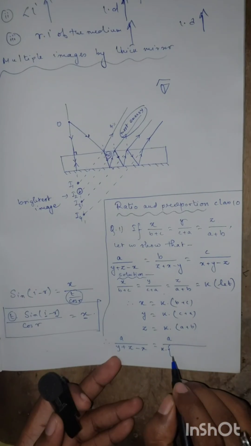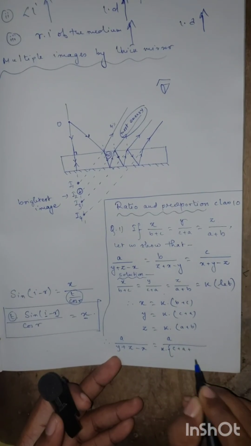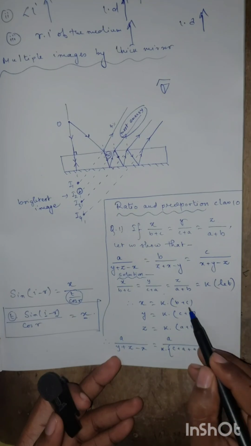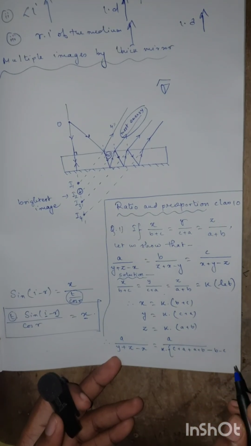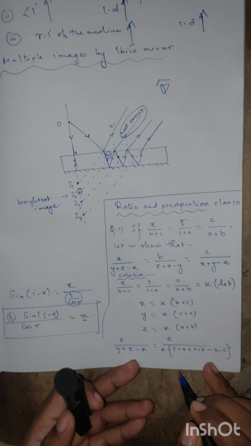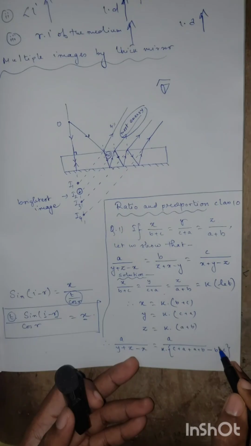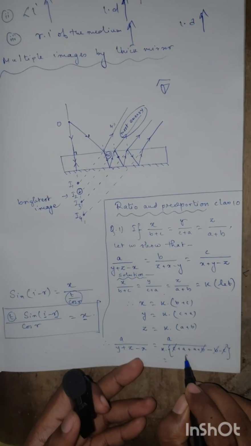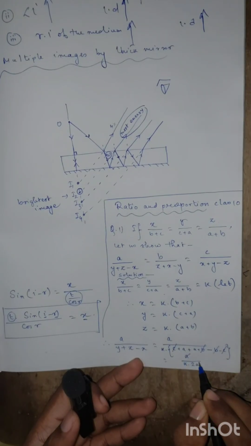Y, that means c plus a, z means a plus b, x means b plus c. So this can be written as, plus b and minus b can be cancelled, plus c and minus c can be cancelled. So it gives us a by k into 2a. A can be cancelled, so it gives us 1 by 2k.